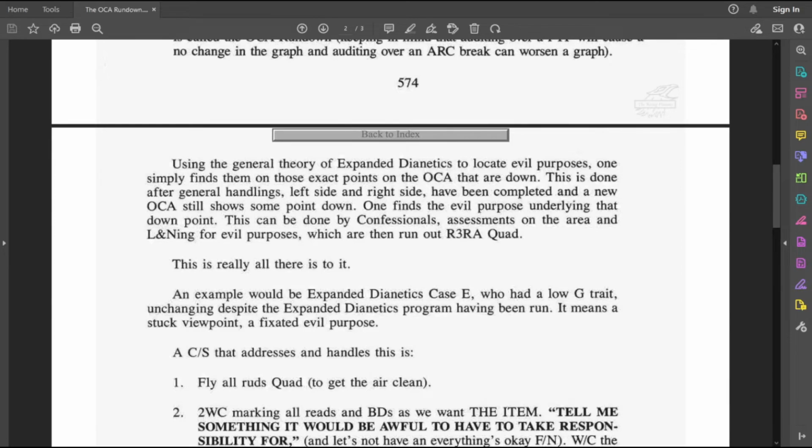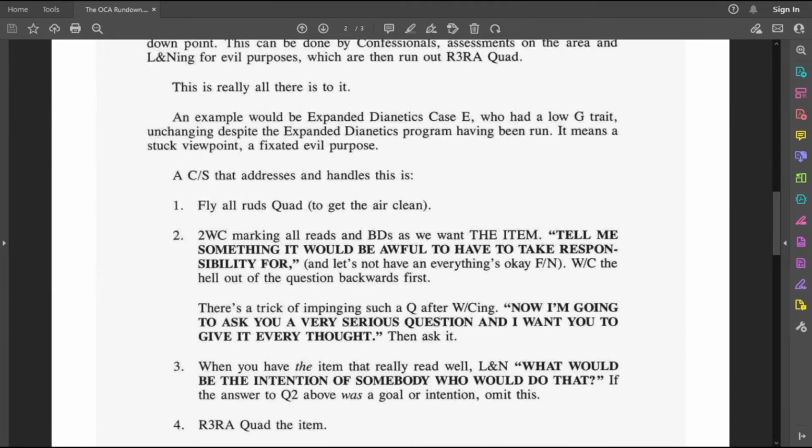Which are then run out R3RA quad. Now, I don't exactly know what R3RA is. I've heard the term, but I don't exactly know what it means. This is really all there is to it. An example would be Expanded Dianetics Case E, who had a low G trait, unchanging despite the Expanded Dianetics program having been run. It means a stuck viewpoint, a fixated evil purpose.